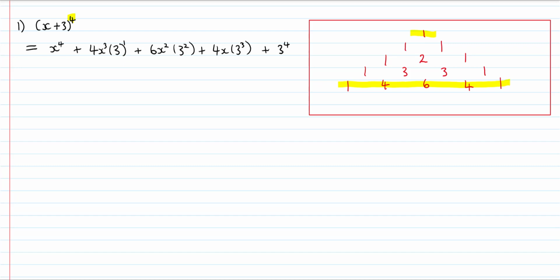And then we can simplify this out. Our first term is just x to the 4, and then plus, well, 4 times 3 is 12, so we're going to get 12x cubed, and then plus, well, 3 squared is 9, so 9 times 6 is 54, so we have 54x squared. Then 3 cubed is 27, and 27 times 4 is 108, so we're going to get plus 108x, and then 3 to the 4 is 81, so plus 81. So that is question 1.